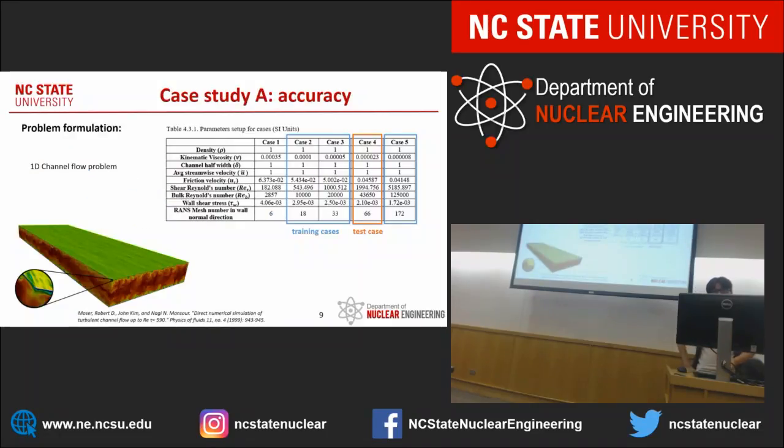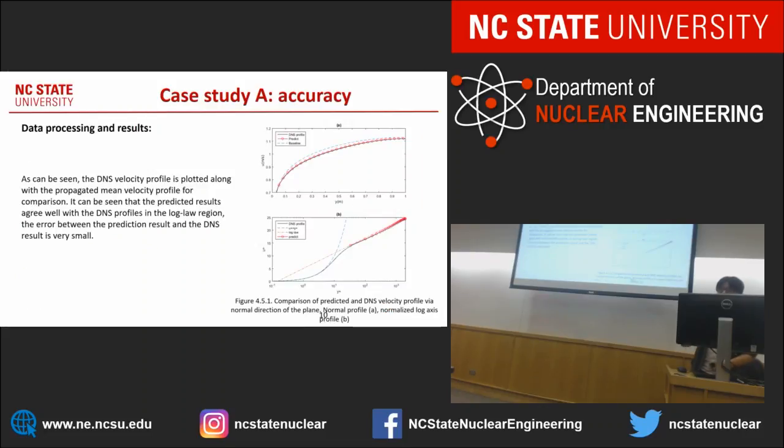Okay, so now we are going to our case study part. The first case study is for the 1D channel flow problems. In this case, we have training data and testing data, all for the same geometry, but different Reynolds number. We use training data of these three cases to predict another case with the same geometry, but different Reynolds number. So this is the result.